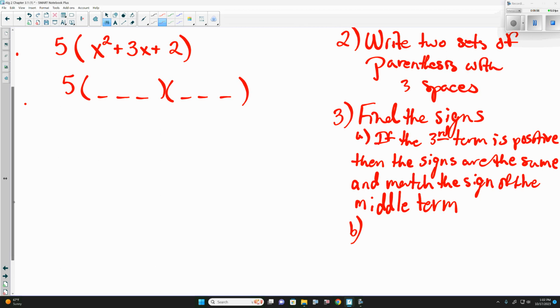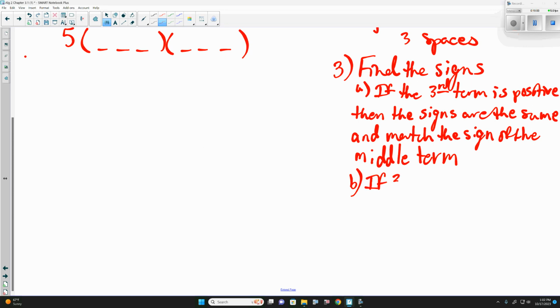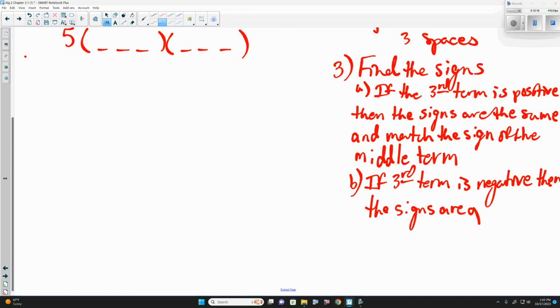We'll get the other part to it. If the third term is negative, then the signs are opposite. There's only two other steps after this.